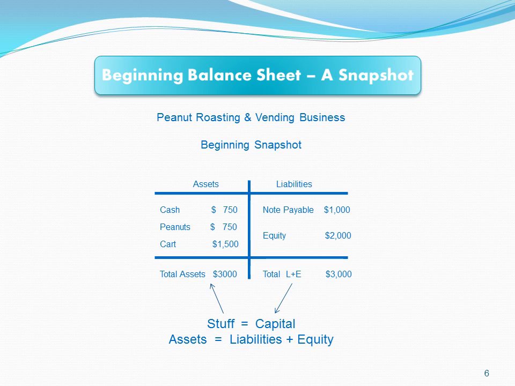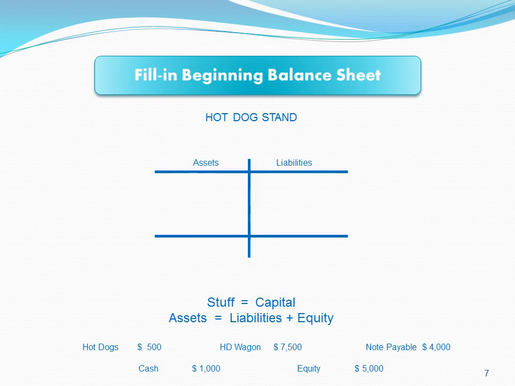So here we see the basic identity in this beginning snapshot. You can only have as much stuff as you have capital. So you raise money, but that's all the stuff you can have. And here's the basic equation at the bottom: assets equal liabilities plus equity. So it's pretty straightforward. Let's create a hot dog stand.